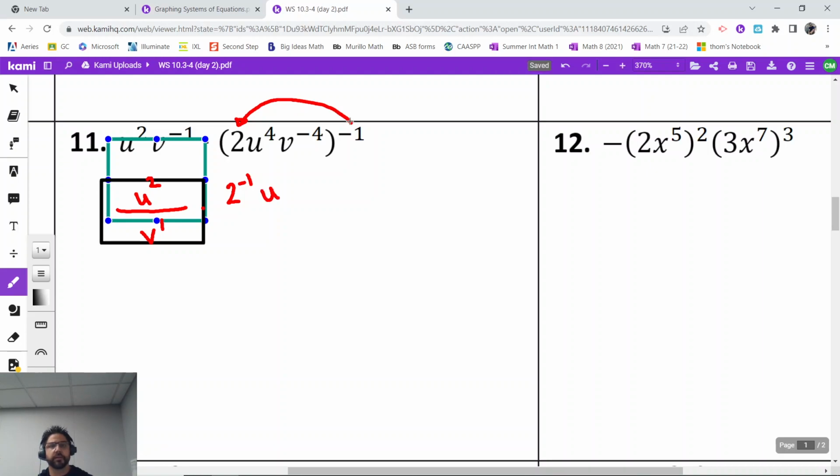U, we would do, again, inside, outside. So it's 4 times negative 1. And then for the V, excuse me, negative 4 times negative 1. So 2 to the negative first power is going to stay as is for a moment. U is now negative fourth power, but notice V is now a positive exponent. So it might have been helpful, like I did here, to hold off on changing everything until the end.